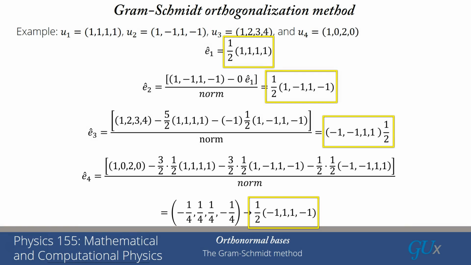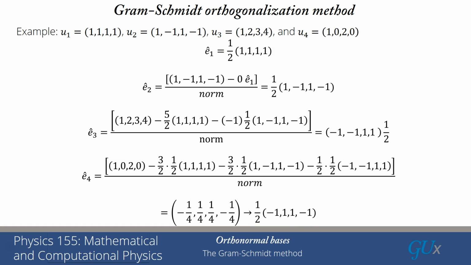Now take a look at these four vectors. I have 1, 1, 1, 1. I have 1, -1, 1, -1. I have -1, -1, 1, 1. And I have -1, 1, 1, -1. You can see that there's a pattern that has developed here. This is yet another set of orthonormal basis vectors that are fairly easy to construct.